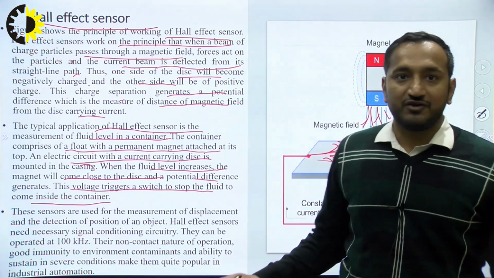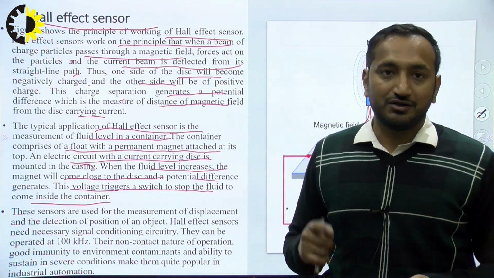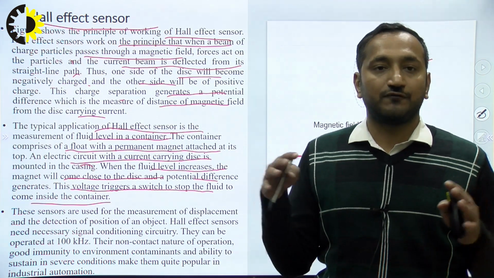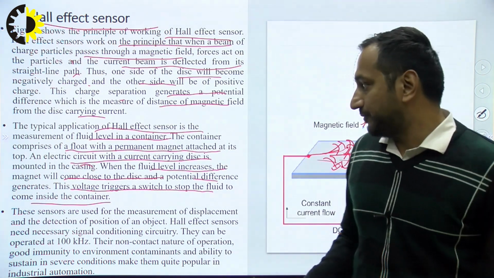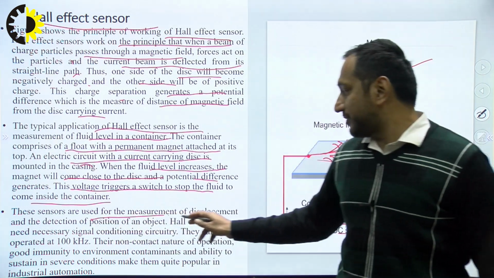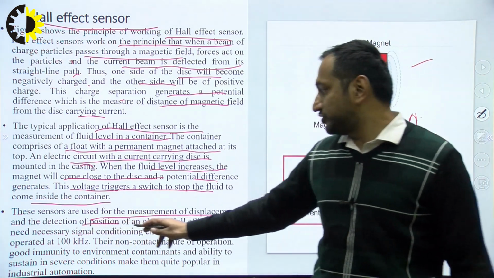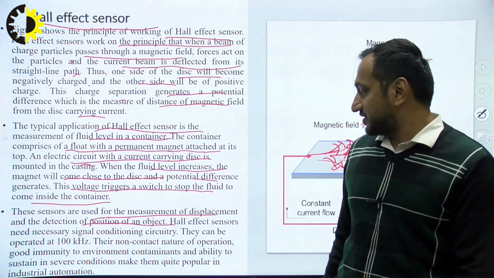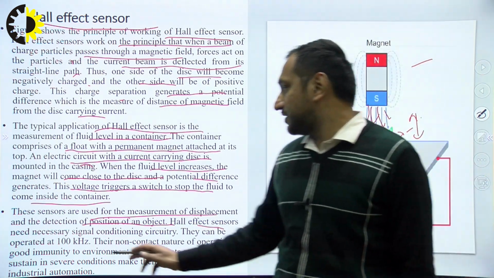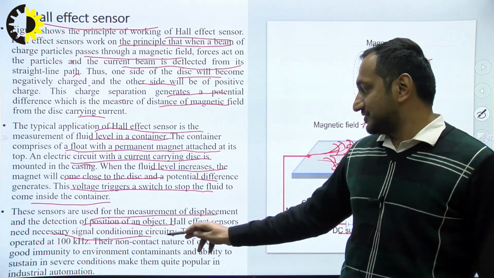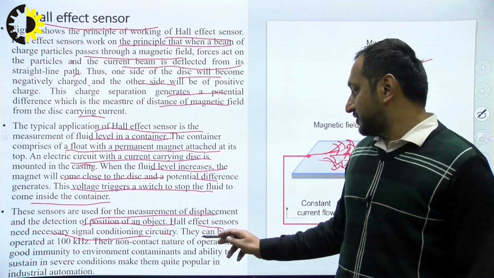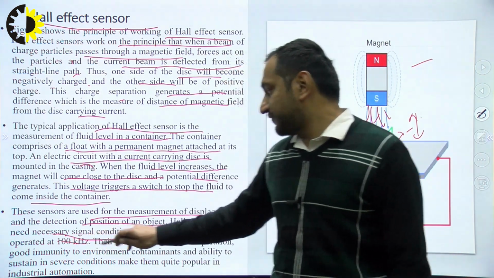So if this potential difference is high above a certain value, it will go to the switch, and the switch will automatically switch off, and the supply of the fluid to the container will be stopped. So these sensors are used for measurement of displacement and position of an object. And the best application is the fluid container, as I have discussed. Hall effect sensors need the necessary signal conditioning circuitry. You need to condition the signal so that it is properly fed. They can be operated at 100 kilohertz frequency.